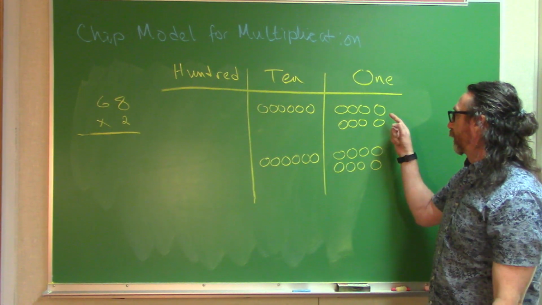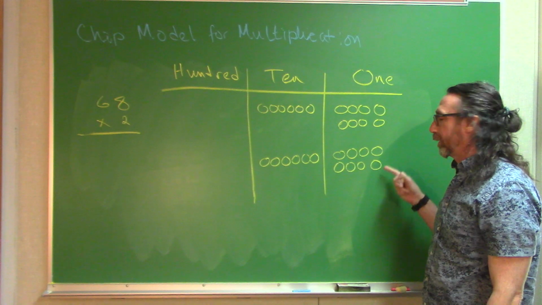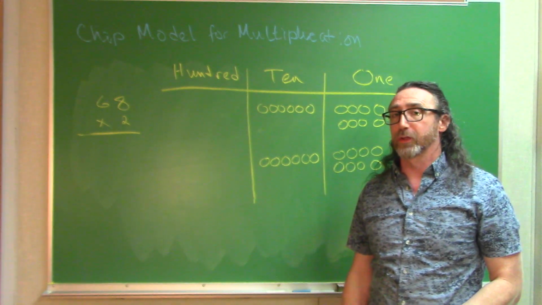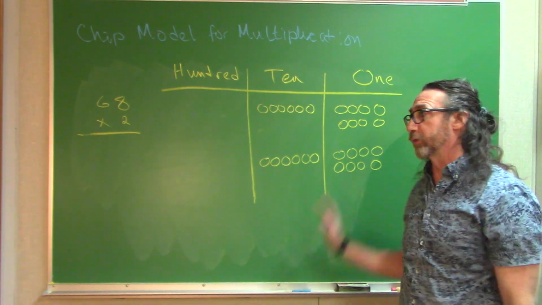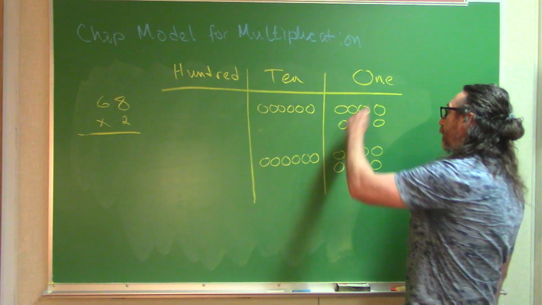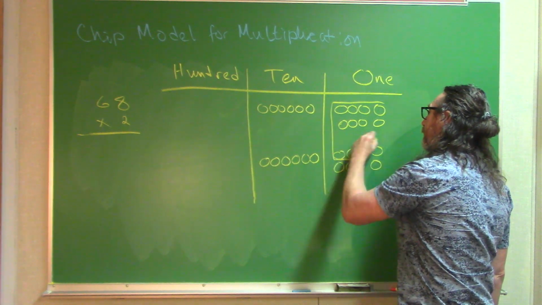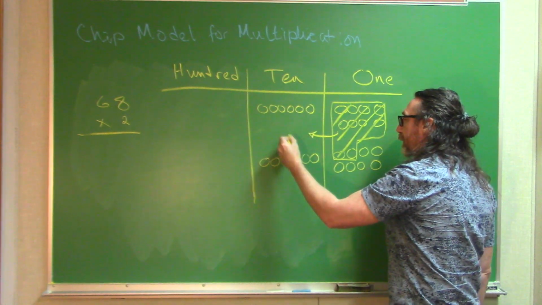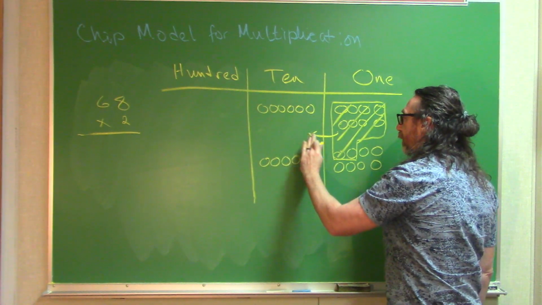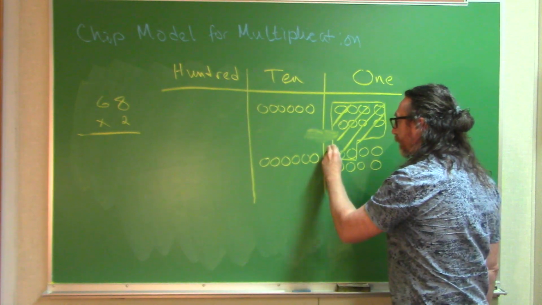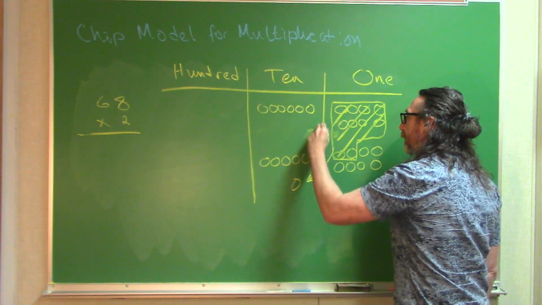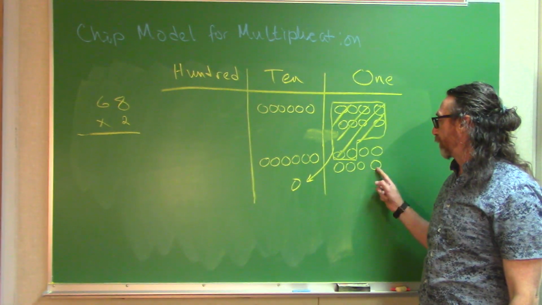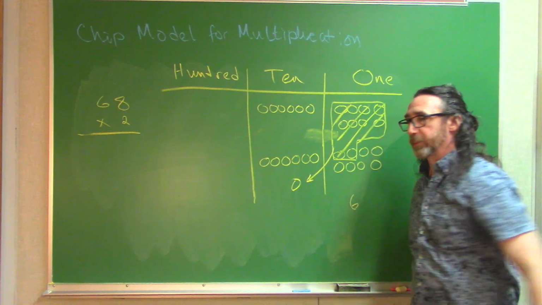In my ones tray, looks like I have 4, 8, 12, 16. I've got 16 chips in the ones tray. I cannot keep 16 chips in the ones tray. I can only do a maximum of 9, so I'm going to have to do some rebundling. Alright, as before, I'm going to take 10. Those are gone. I trade them in for 1 new chip in the tens tray. Now I'm good here. I've got 1, 2, 3, 4, 5, 6. So we can keep that.